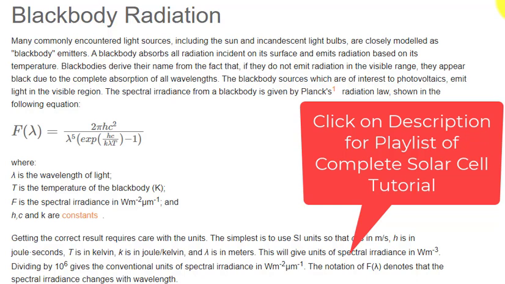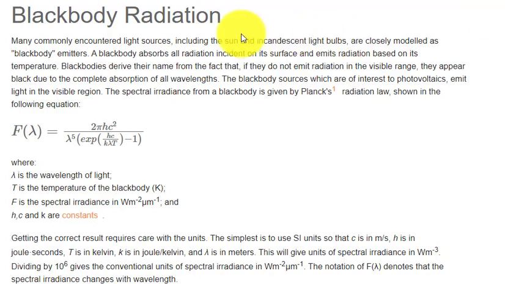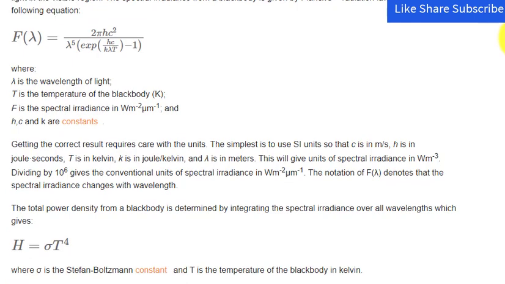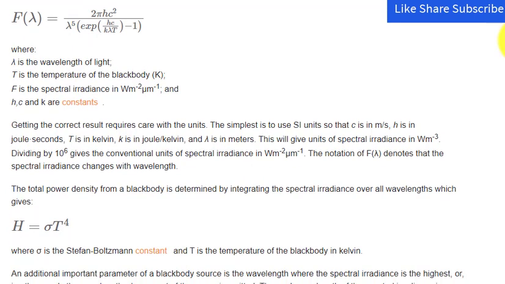Blackbody radiation. Many commonly encountered light sources, including the sun and incandescent light bulbs, are closely modeled as blackbody emitters. A blackbody absorbs all radiation incident on its surface and emits radiation based on its temperature. Blackbodies derive their name from the fact that, if they do not emit radiation in the visible range, they appear black due to the complete absorption of all wavelengths.